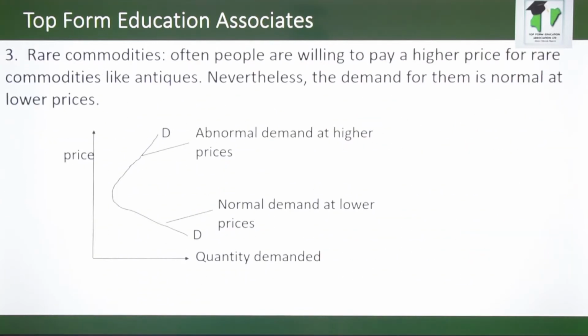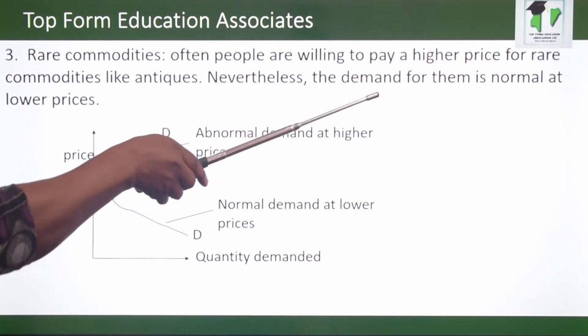The third one is rare commodities. These are commodities that are very rare. You don't see them often. So people are willing to buy them at any price, like antiques. These are olden things that are distinct from what we have today. So each time you see such things, they are very expensive.